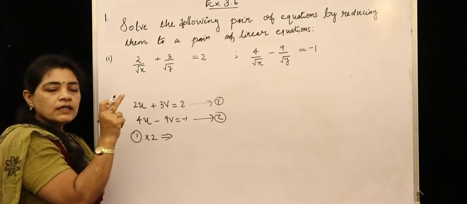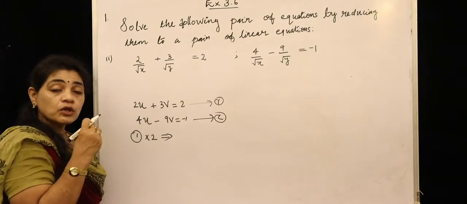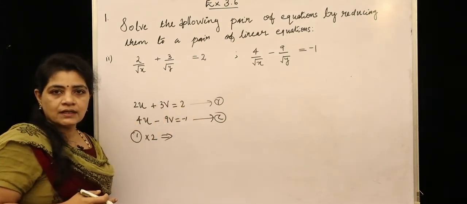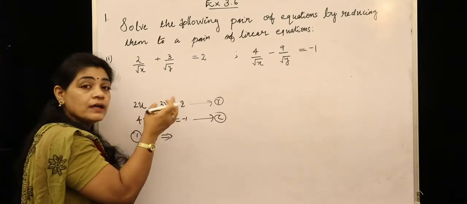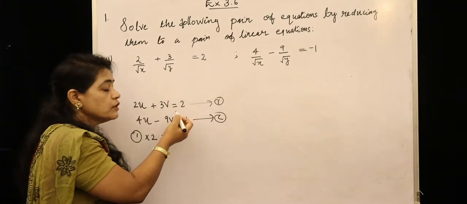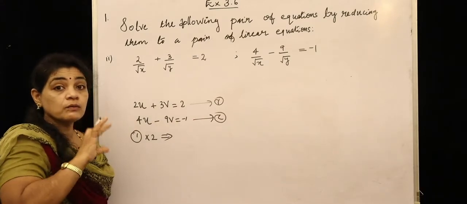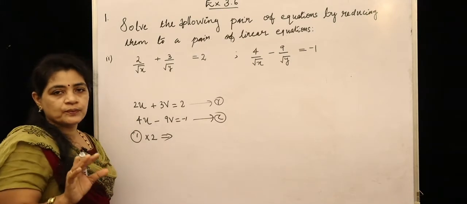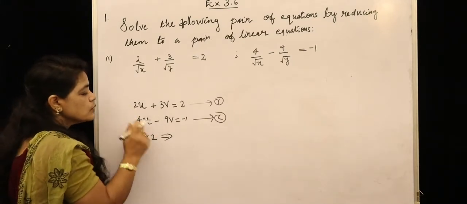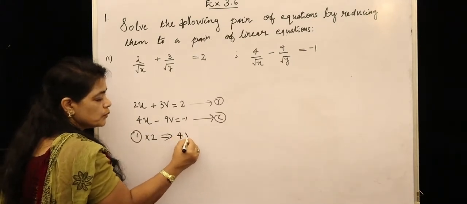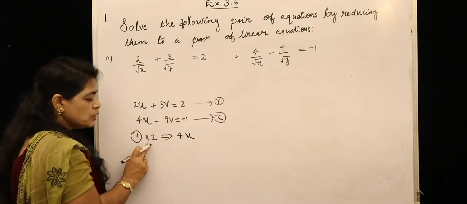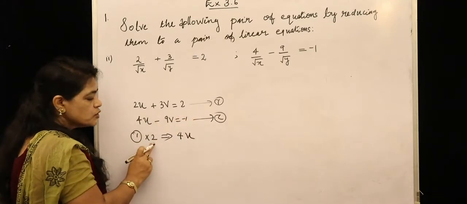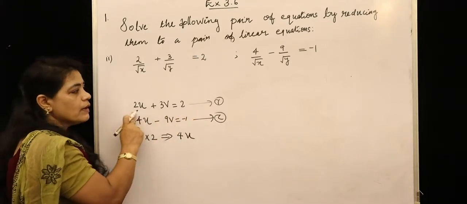But as I told you in the first case, we have to multiply not only the first term but all the terms of the first equation. Then only it will remain an equation, maintaining the equivalency. You have to multiply all the terms of LHS and RHS with 2. So see children, 4u, that is 2u into 2. This 1 represents equation 1. This 2 is the number by which you are multiplying.